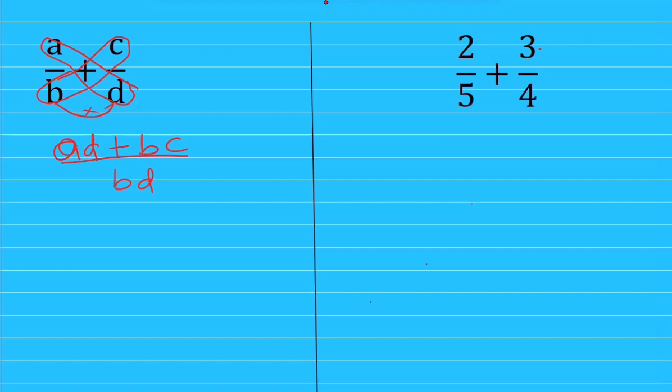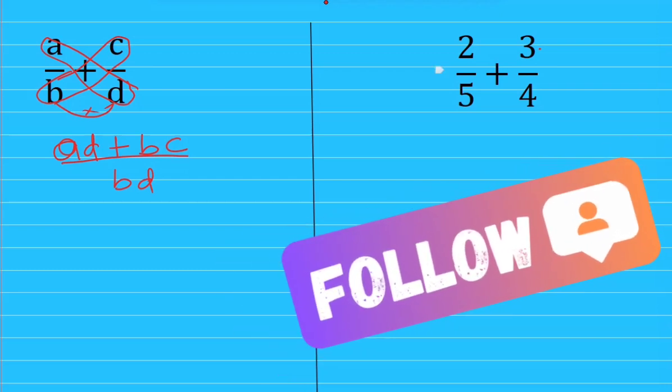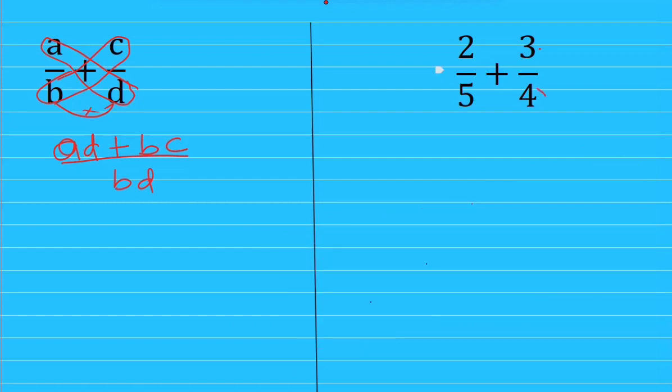Now we're going to use this same method to solve or simplify the expression on the right hand side without finding the multiples to know the LCM or whatever. So like I said earlier, we multiply these diagonals here, 2 times 4, which will give us 8.